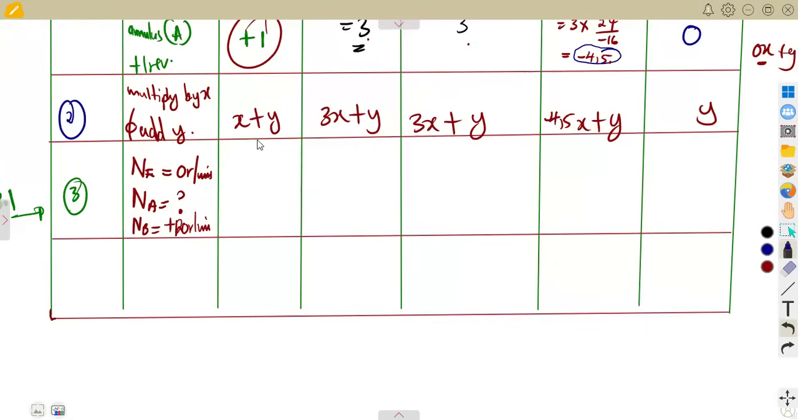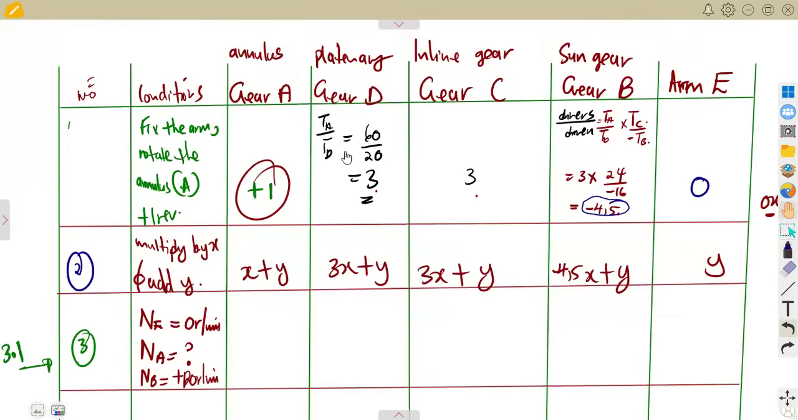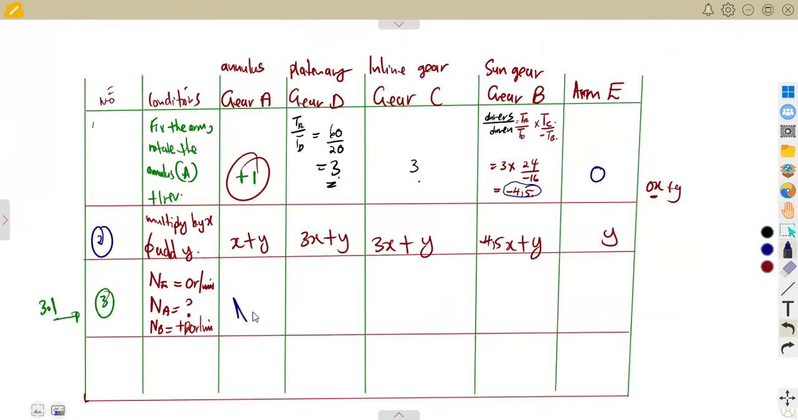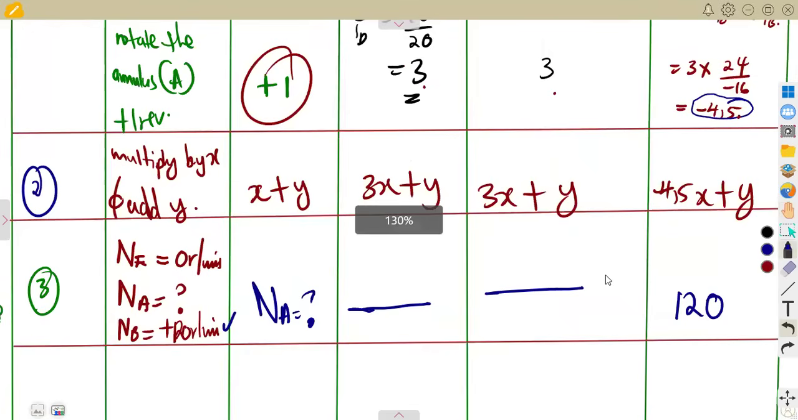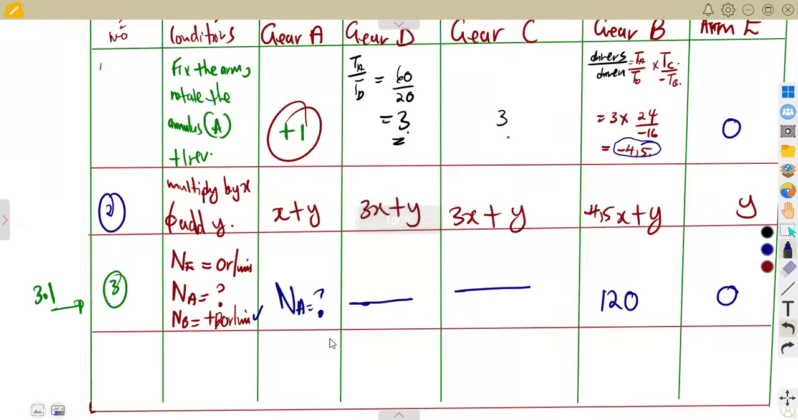So we do not know the speed of gear A. We do not know this one. So NA, we do not know this. But at D, is there anything? No, there's nothing. At C, there's nothing. At B, that's where we have that fixed 120 in the positive. And remember, they said the arm is fixed. So there's no speed there of the arm. With this information, we can calculate the speed of A. That's our question 3.1. Question 3.2 is the one following with its own information.